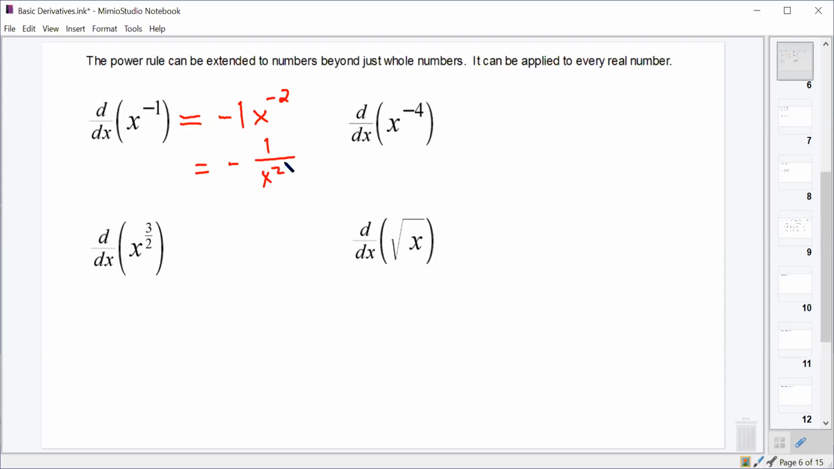Yep. All right. So what about the derivative of x to the negative fourth? What should that become? Negative 4x to the negative fifth. Yep, negative 4x to the negative fifth. Or we could rewrite that as negative 4 over x to the fifth. Everybody good with that both ways there? Yep. Cool. What about x to the 3/2? What should we get for that one?